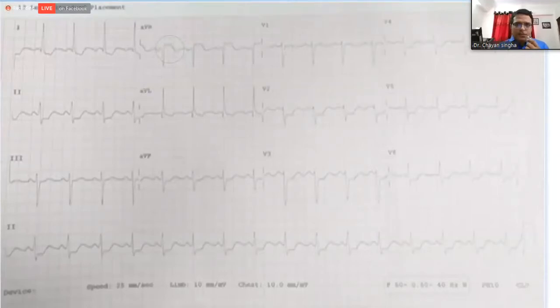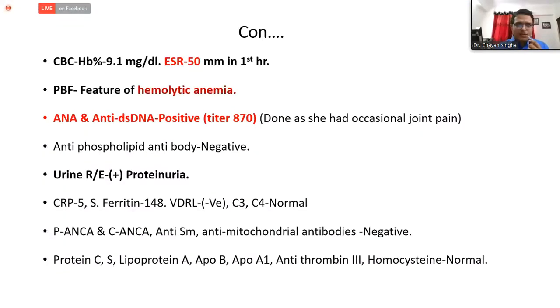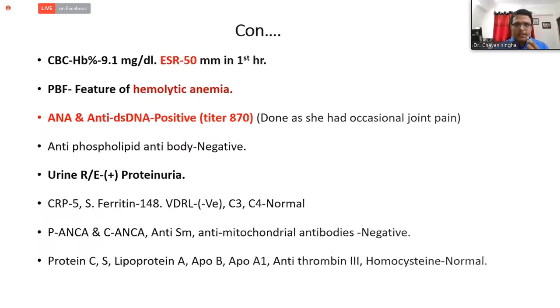As she was young, we extensively evaluated her, and the positive findings were that she was mildly anemic, ESR 50 millimeter, peripheral blood film revealed hemolytic anemia, ANA and anti-dsDNA were positive in high titer, urine revealed 1+ proteinuria, and other thrombophilic screening and rheumatological evaluation was absolutely normal. Then we proceeded for coronary angiogram.